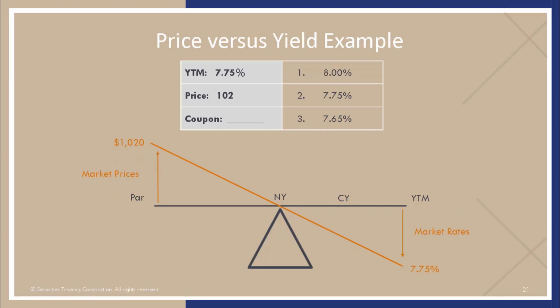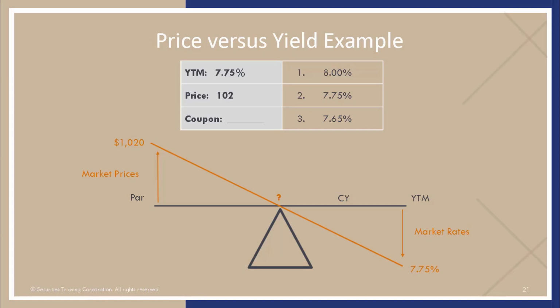We know that if market prices are above 1,000, such as 1,020, interest rates in general will be falling or have fallen. So we know that the yield to maturity is 7.75%, and we know the price is 102, and we're asked to find the coupon or nominal yield. So let's take it a step further. We don't know what that is, so we put a question mark there.